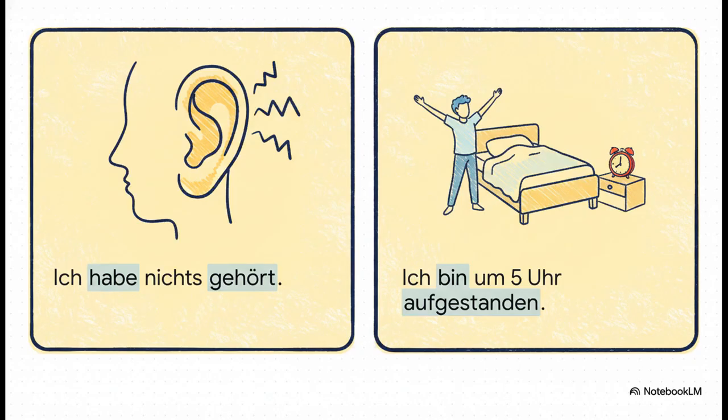On the left, ich habe gehört. See? Habe is in position 2, gehört is at the end. And on the right, ich bin aufgestanden. It's the exact same structure. Bin is in position 2, aufgestanden is at the end. Once you get this sentence frame down, you can build thousands of correct sentences.